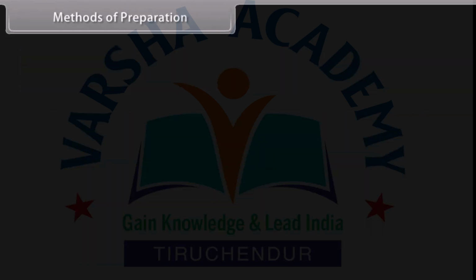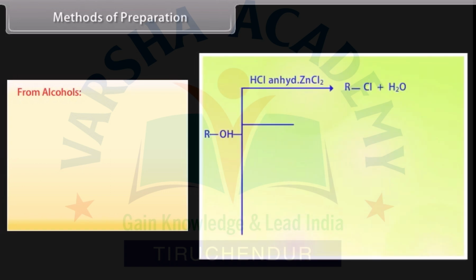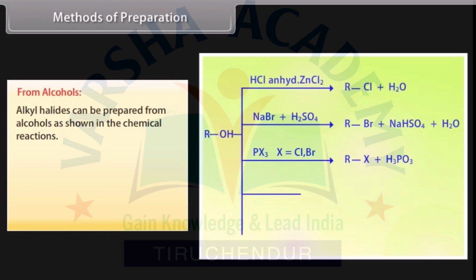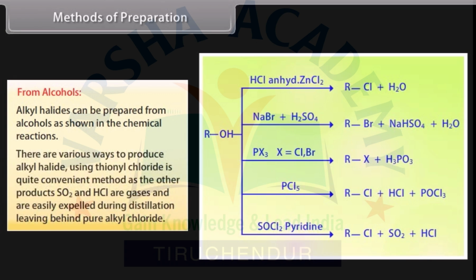Methods of preparation. From alcohols. Alkyl halides can be prepared from alcohols as shown in the chemical reactions. There are various ways to produce alkyl halides, and using thionyl chloride is quite a convenient method as the other products SO2 and HCl are gases and are easily expelled during the distillation, leaving behind pure alkyl chloride.